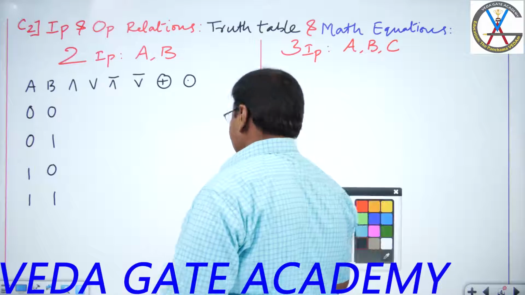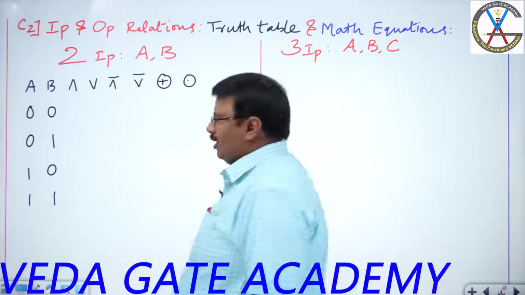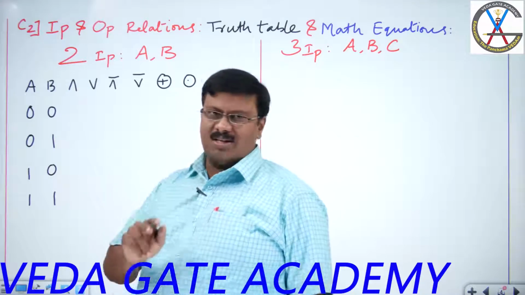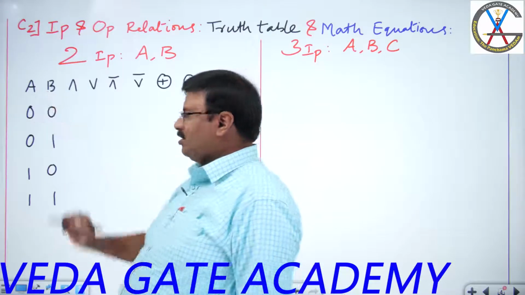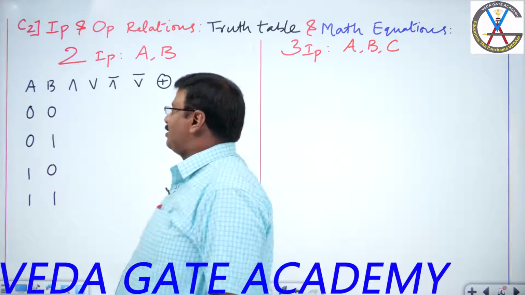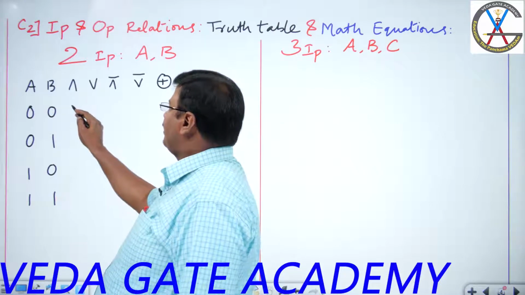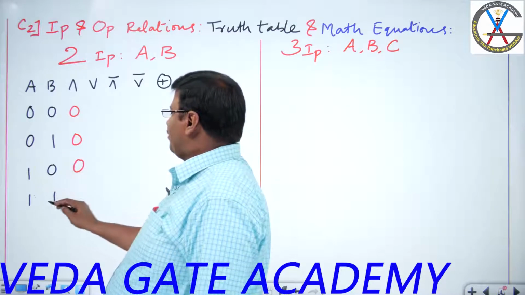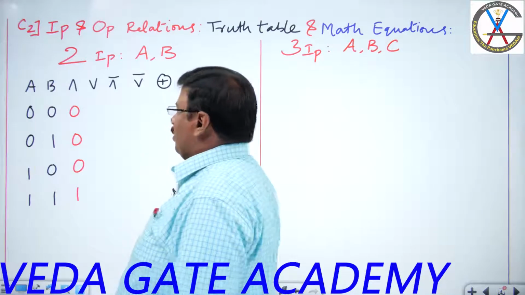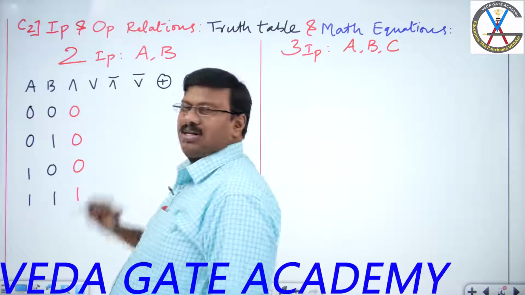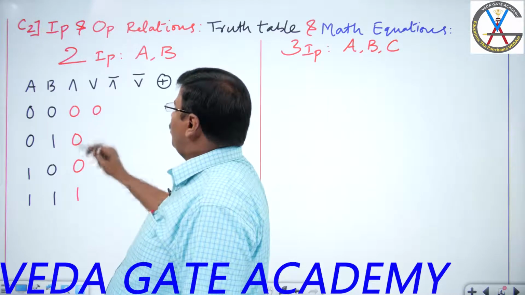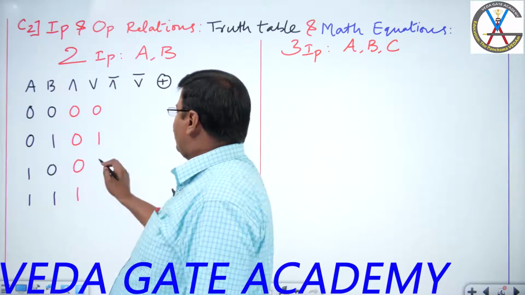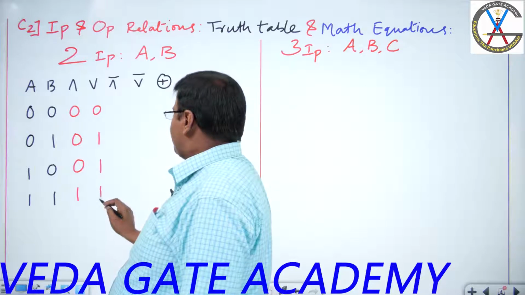And the response of the gate, what is AND response? Only when both are high, the output is high. Any one is low, the output is low. Here 0 is low, 1 is high. Hence, low, 0, low, 0, low, 0. Both are 1, the output is 1. For OR, both are low, the output is low. Any one is high, the output is 1. Both are 1, the output is 1.